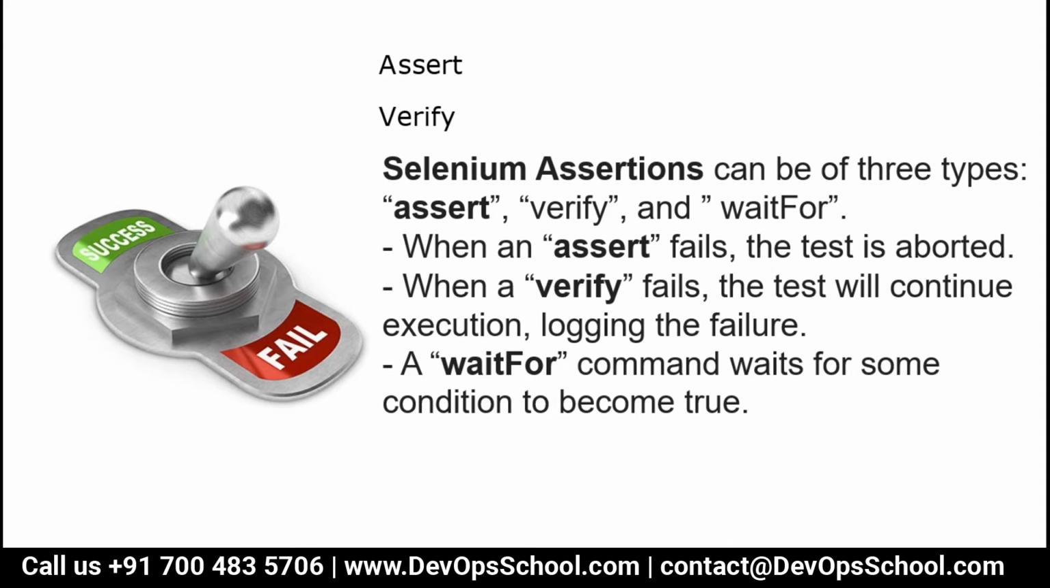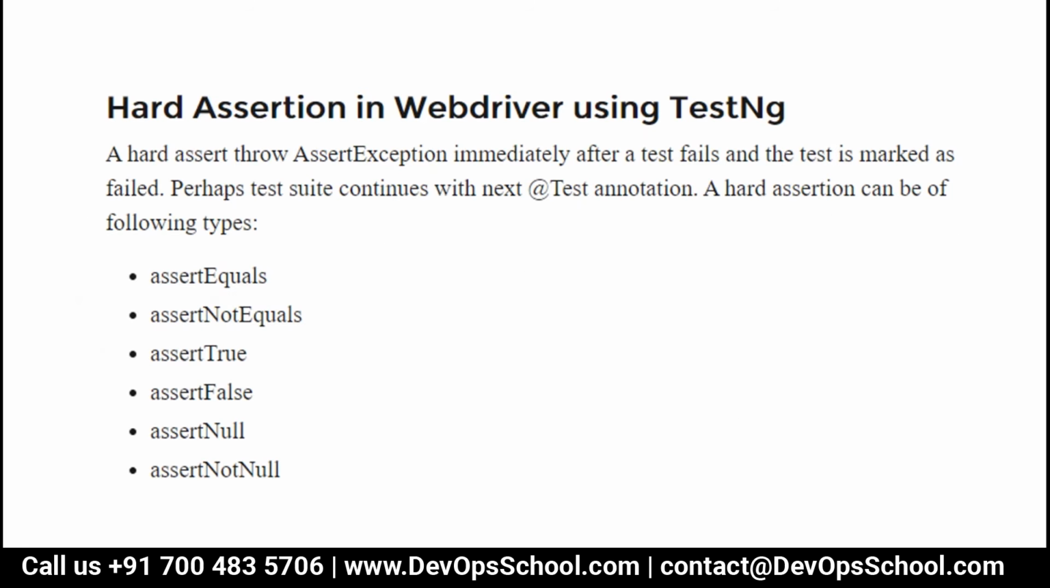So it's very simple. If you want to abort, use the assert assertion type. If you want to continue and log it, use verify. And if you want to wait for something to become true and then start testing again, use wait for. Typically, most of the time use verify, sometimes assert. OK, so these are the assertion types.